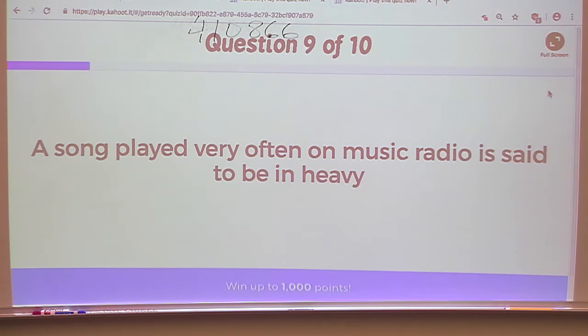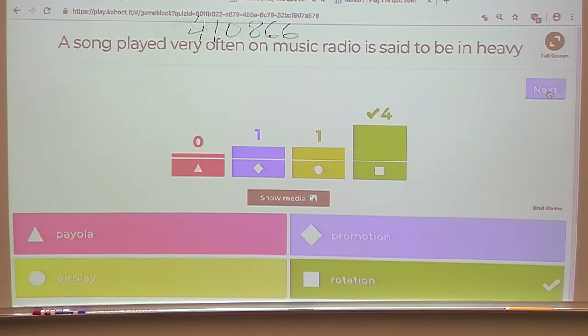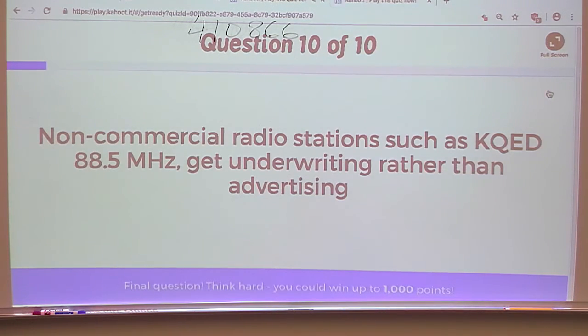A song played very often on music radio is said to be in heavy what? Payola, heavy airplay, heavy promotion, heavy rotation. And four people got it right. Heavy rotation refers to a song that's played very often on the radio.